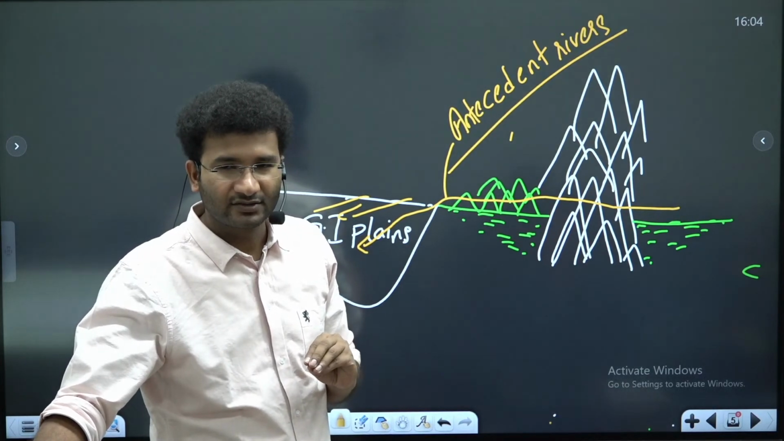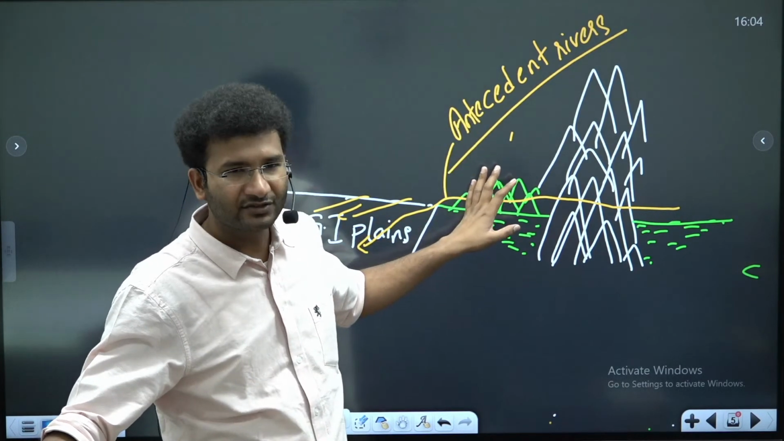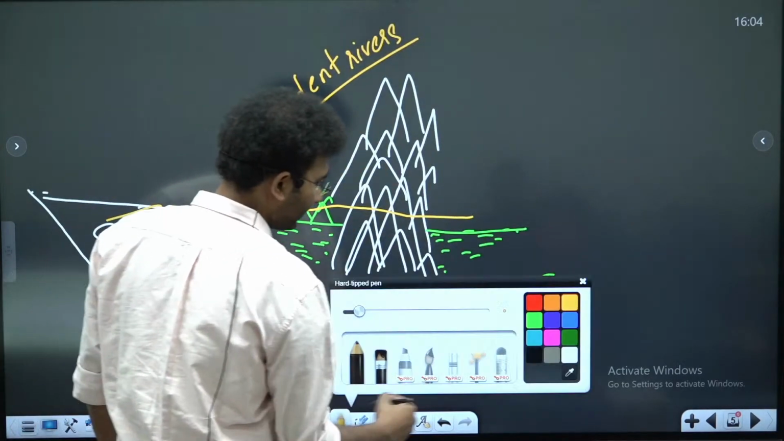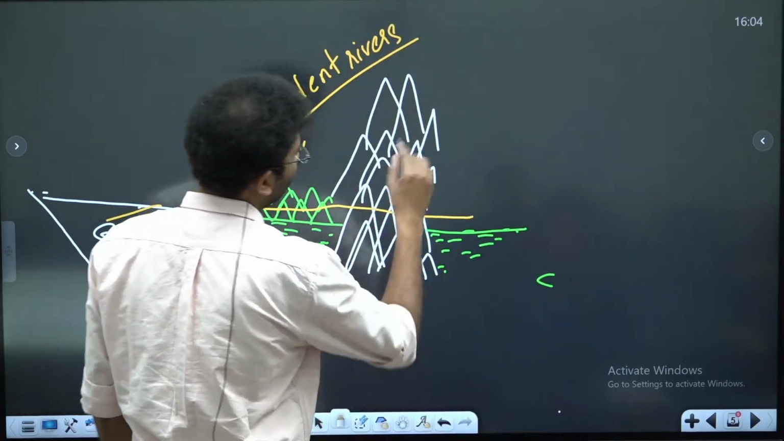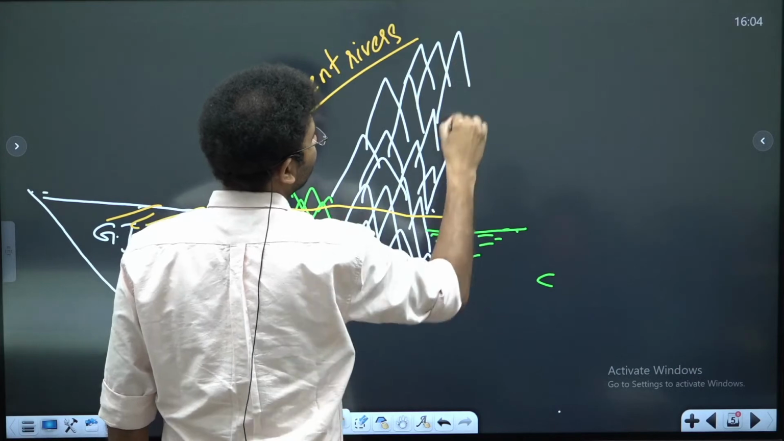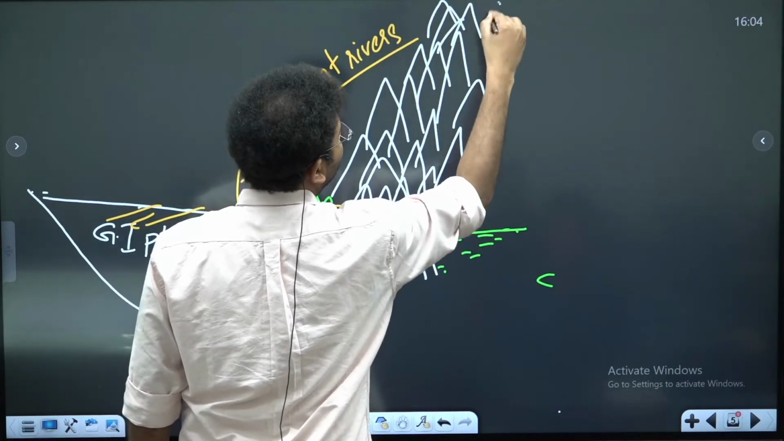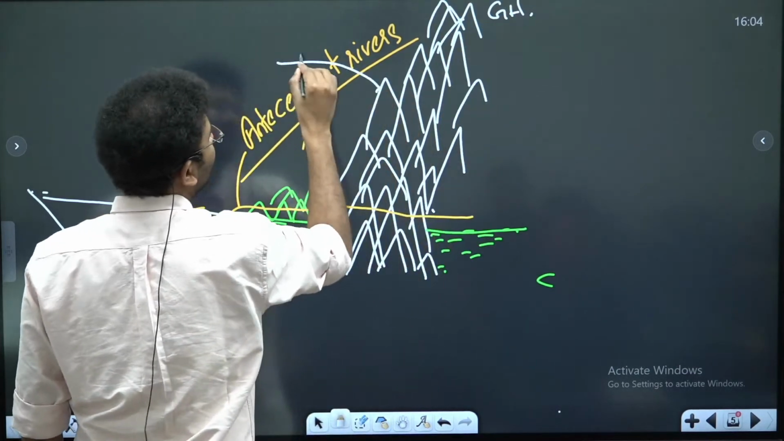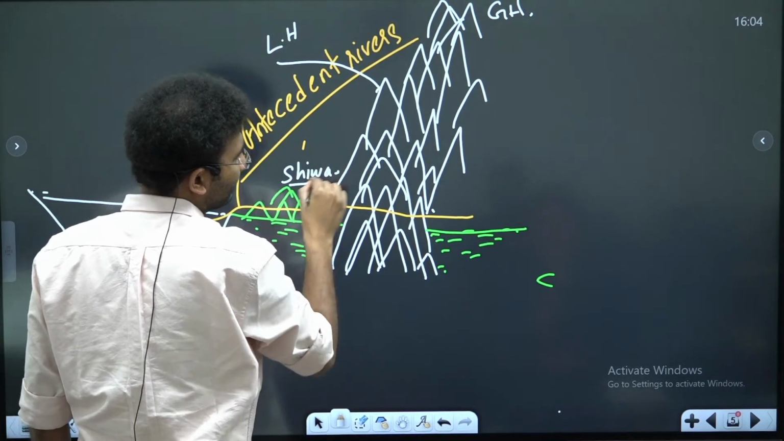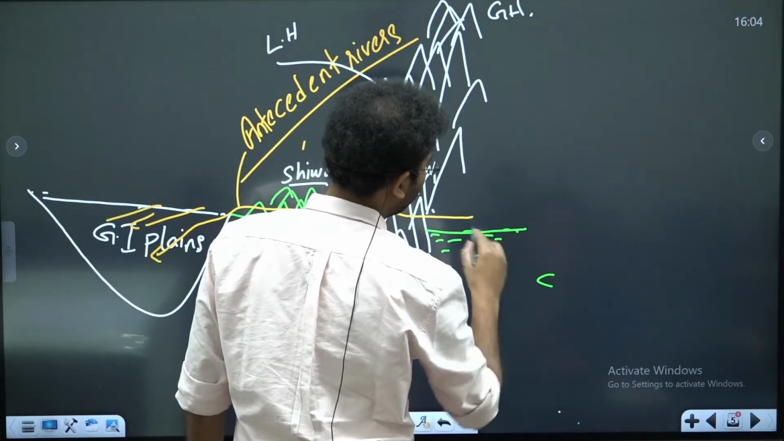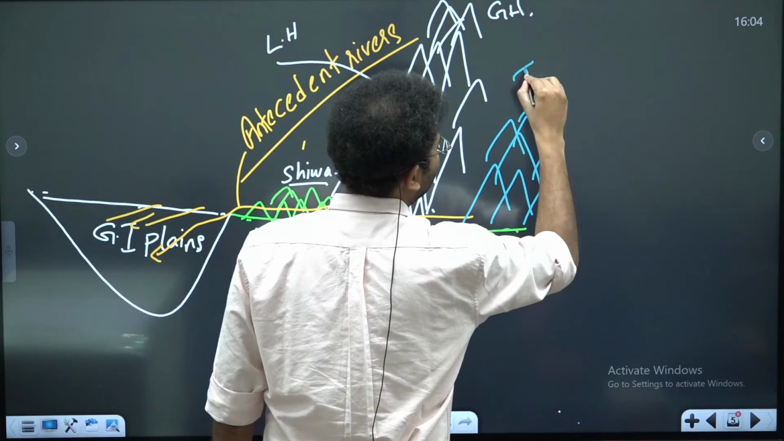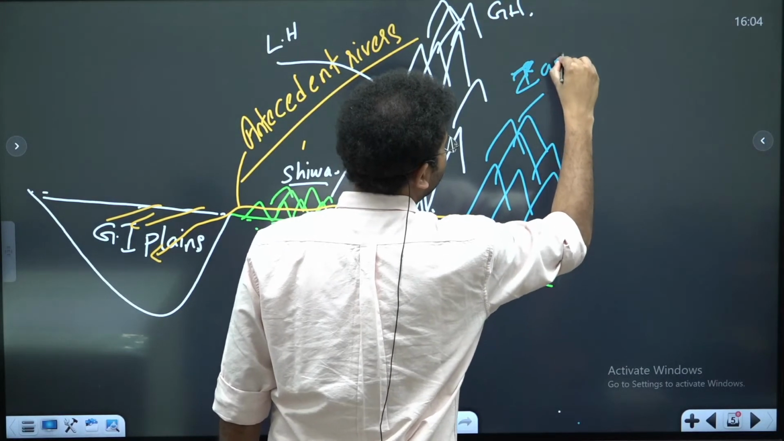Right? So this is how you get to see the formation of the Himalayas. And imagine this is your Greater Himalayas. Okay? To the north of the Greater Himalayas, let's consider this as the Greater Himalayas. This is your Greater Himalayas. This is your Lesser Himalayas. This is your Shivaliks. And then on the other side you get to see the Trans Himalayas, that is Zanskar.